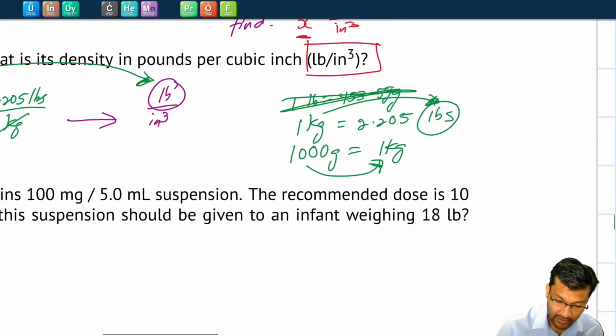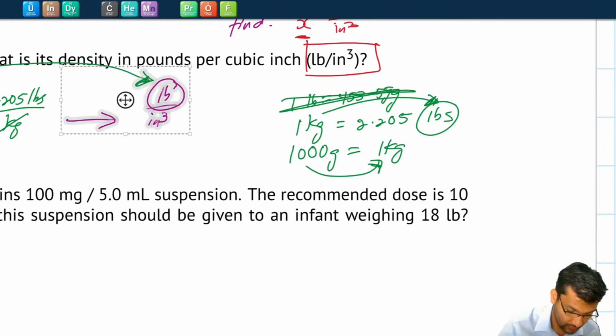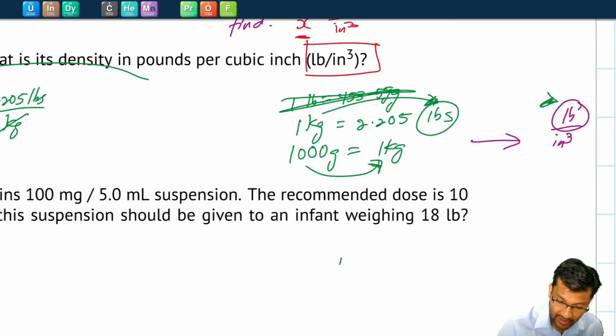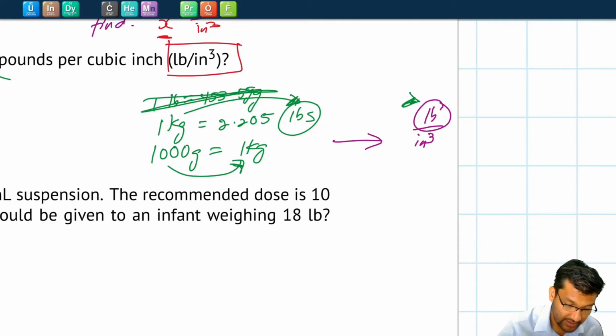Okay, so let's just move this down, create some space to work with. Let's just put this all the way over there. Okay, so we've taken care of the pound units. Now let's look at the inches cubed unit.